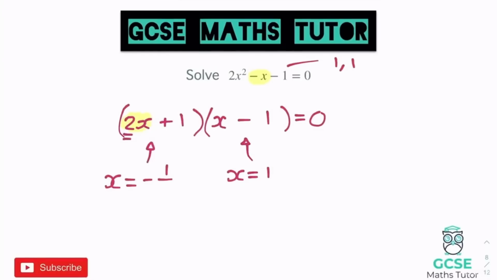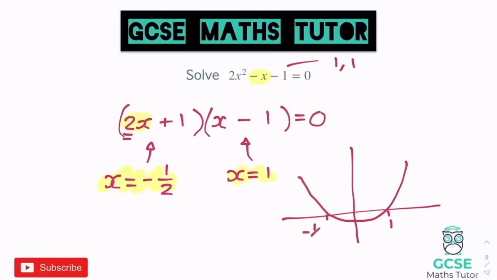So -1 over 2, or -1/2. And there's our two solutions, x is -1/2 and x equals 1. And again, you could obviously draw your sketch for your quadratic there. Just thinking about what it looks like, it's going to go through 1 and -1/2. And you could draw that in, there we go, 1 and -1/2. And that's where our two solutions are.